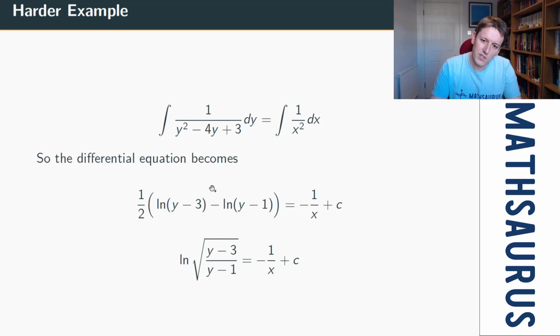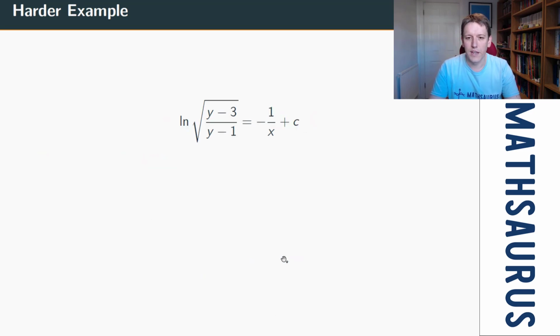So here we would use the rules of logarithms to combine log y minus 3 minus log of y minus 1. That's just a log of the fraction y minus 3 divided by y minus 1. And then when you put a half outside, that becomes a square root inside the logarithm, because it's the half power, so that's log of the square root of y minus 3 divided by y minus 1. And on the right hand side, minus 1 over x plus c. So we can do e to the power of each side of the equation, like so.